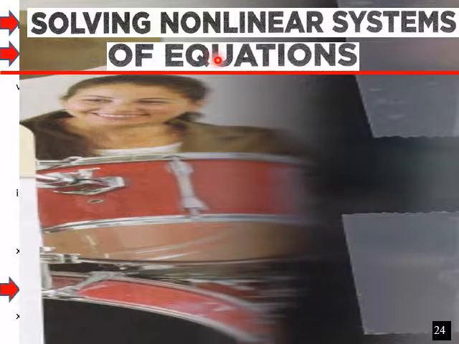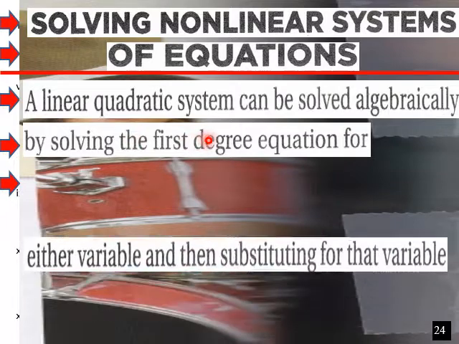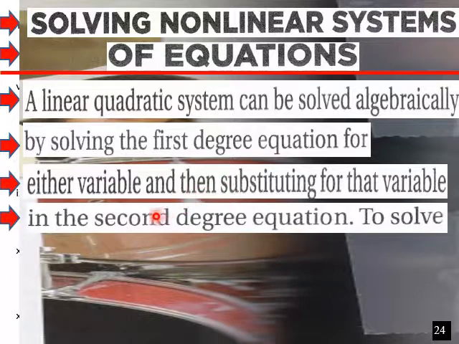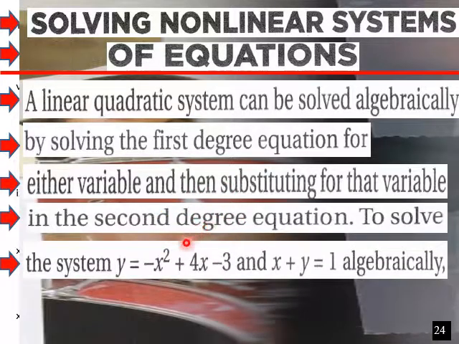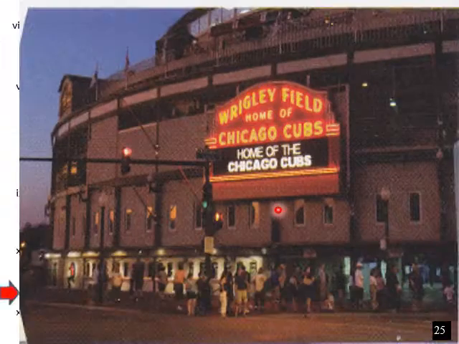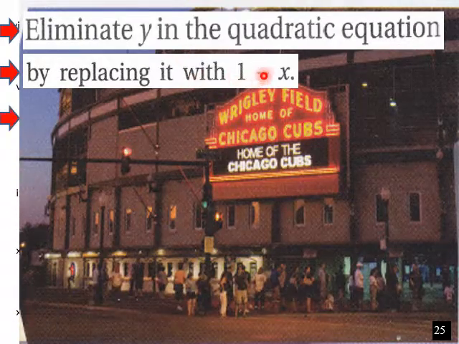Solving nonlinear systems of equations. We kind of change gears here a little bit. A linear quadratic system can be solved algebraically by solving a first degree equation for either variable and then substituting for that variable in the second degree equation. To solve the system of these two equations algebraically, solve the linear equation for y, which gives you y equals 1 minus x, and then eliminate y in the quadratic by replacing it with 1 minus x.